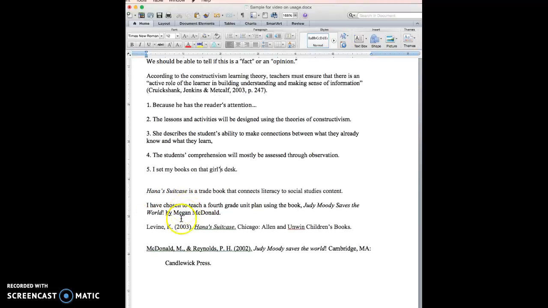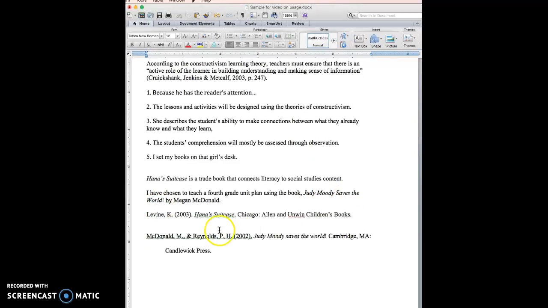Okay, now we have the next one. I have chosen to teach a 4th grade unit plan using the book Judy Moody Saves the World by Megan McDonald. Now, this is an unusual situation because it has punctuation in the title, and so we do not capitalize the next word. All of these words are capitalized except for the, and it's all italicized.